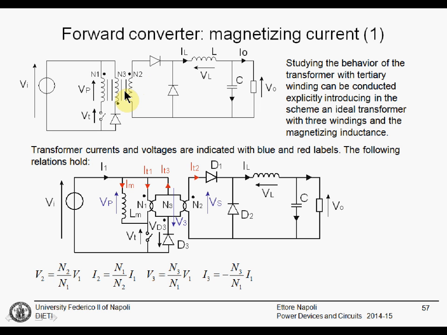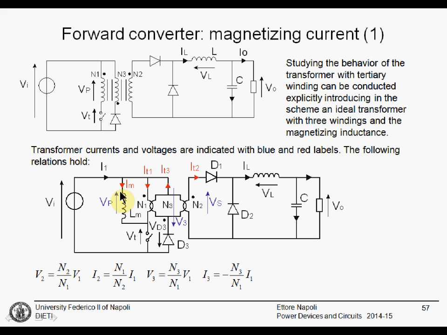There are many ways to study this transformer. Maybe the simplest way is introducing the model of the transformer explicitly, introducing the magnetizing inductance. We can introduce this three-winding transformer. This is an ideal transformer here with the coupling between primary, secondary, and tertiary winding. And there is one magnetizing inductance that takes into account the energizing of the core. This has been simply substituted to this component here.